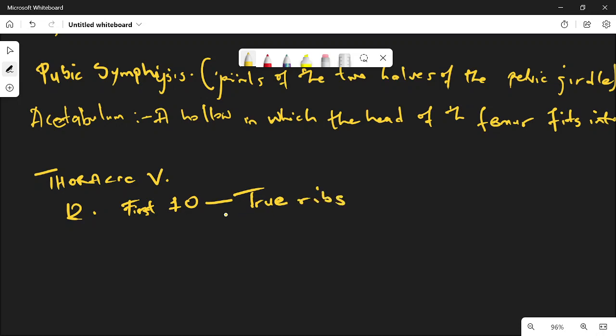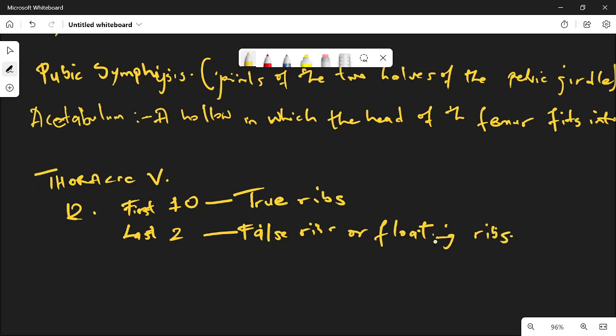the true ribs. The first 10 are called the true ribs, while the last 2 are called false ribs or floating ribs. The first 10, they are called the true ribs, while the last 2, they are called what? The false ribs or the floating ribs.